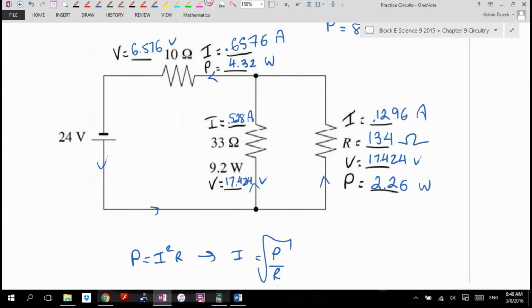Couple of little things to notice, for what it's worth. Which resistor is bigger? This one, the one in the middle, or the one on the right? Which resistor is bigger? This one? When you have a bigger resistance, what happens to your current? Goes down. Okay. When you have a bigger resistance, what happens to the power? 9.2 watts, 2.26 watts, also goes down. Less current.